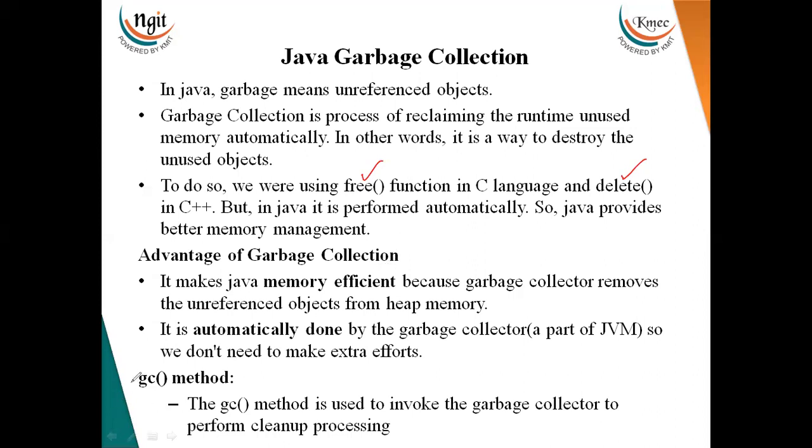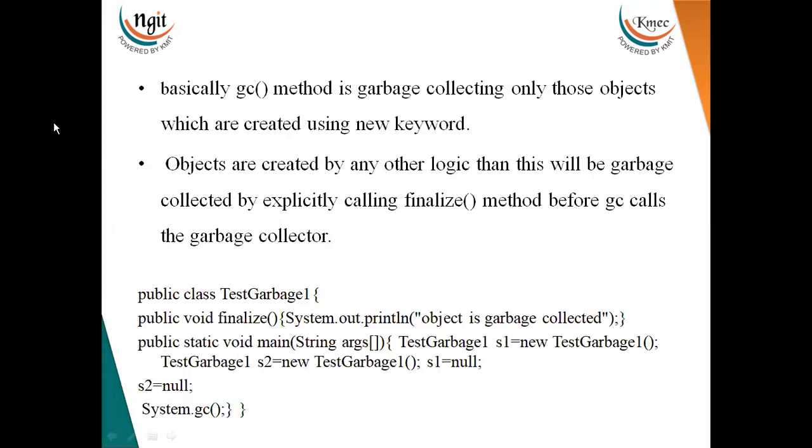Sir, how is it done? This is done by using the GC method. This GC method will work to reclaim memory. It automatically performs the cleaning process. So that is the advantage with the GC method. The GC method works in only one case, whenever you are creating objects with the new keyword. If you are creating an object of any class in any other way, then this GC method doesn't work. Then you need to use finalize, right? So basically the GC method garbage collects only those objects which are created using the new keyword.